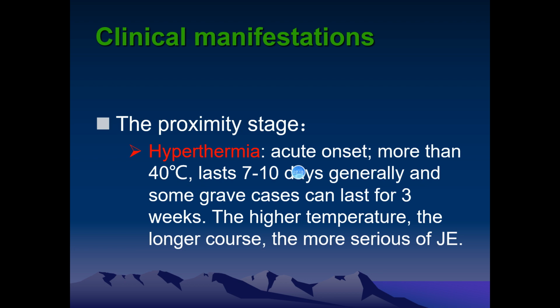The temperature can be more than 40 centigrade, lasting 7 to 10 days. Grave cases can last for 3 weeks. The higher the temperature, the longer the course, the more serious the Japanese encephalitis.